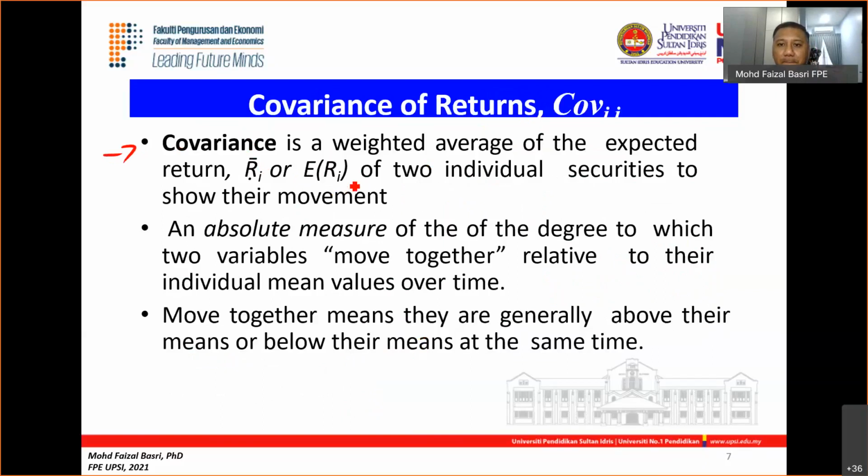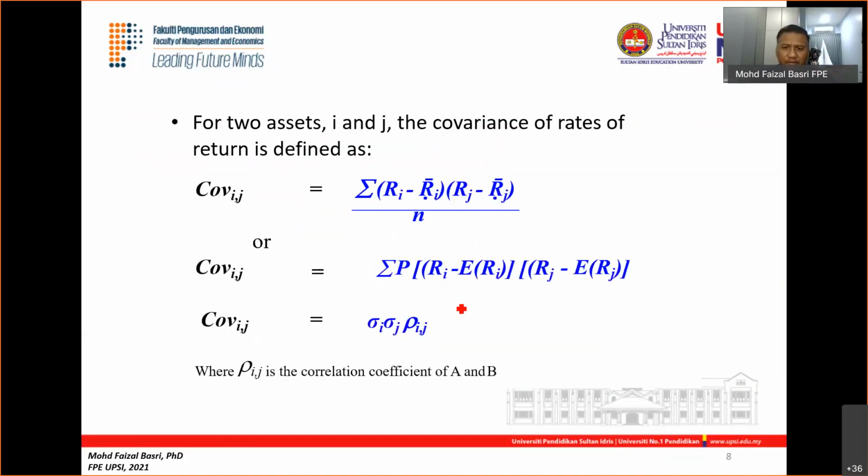And as I said, this is to see the movement of the assets that we have in our portfolio, right? So we want to see how they move or how they relate from one to another. Moving together means they are generally above their means or below their means at the same time, okay? So we have a few options of formulas here, but for us, we're going to focus on this formula, the one in the middle.